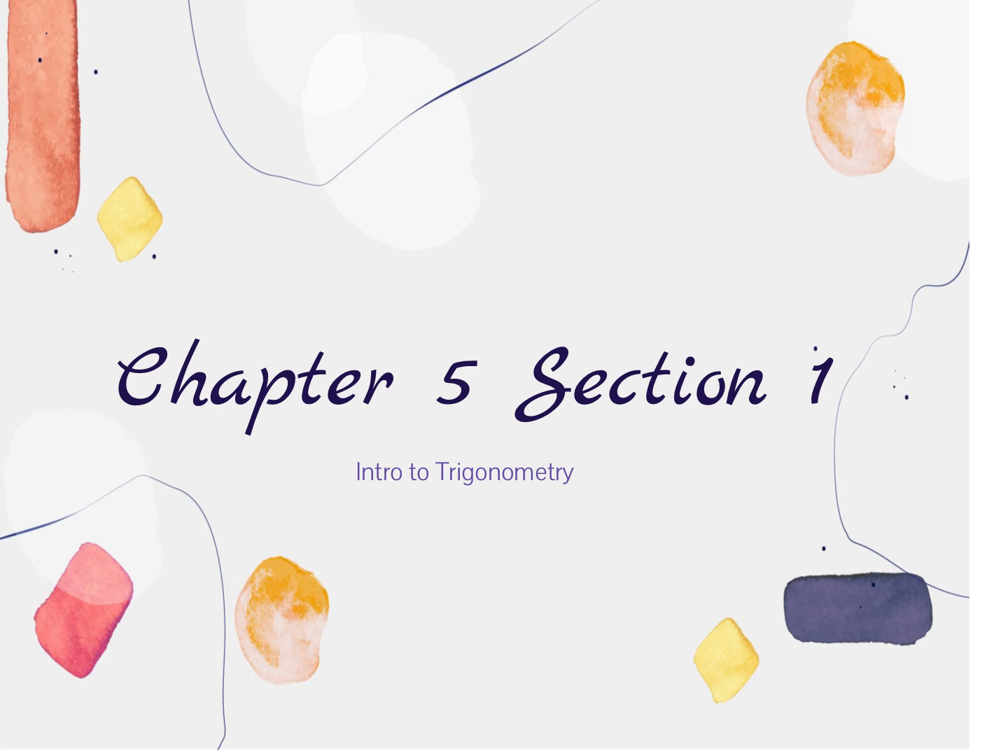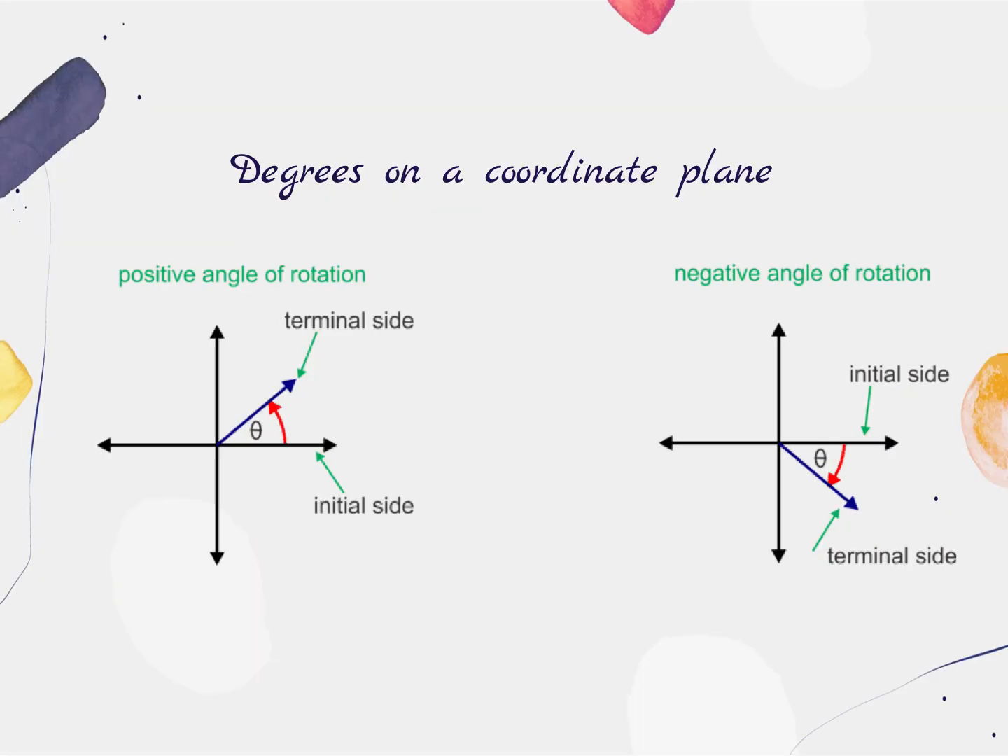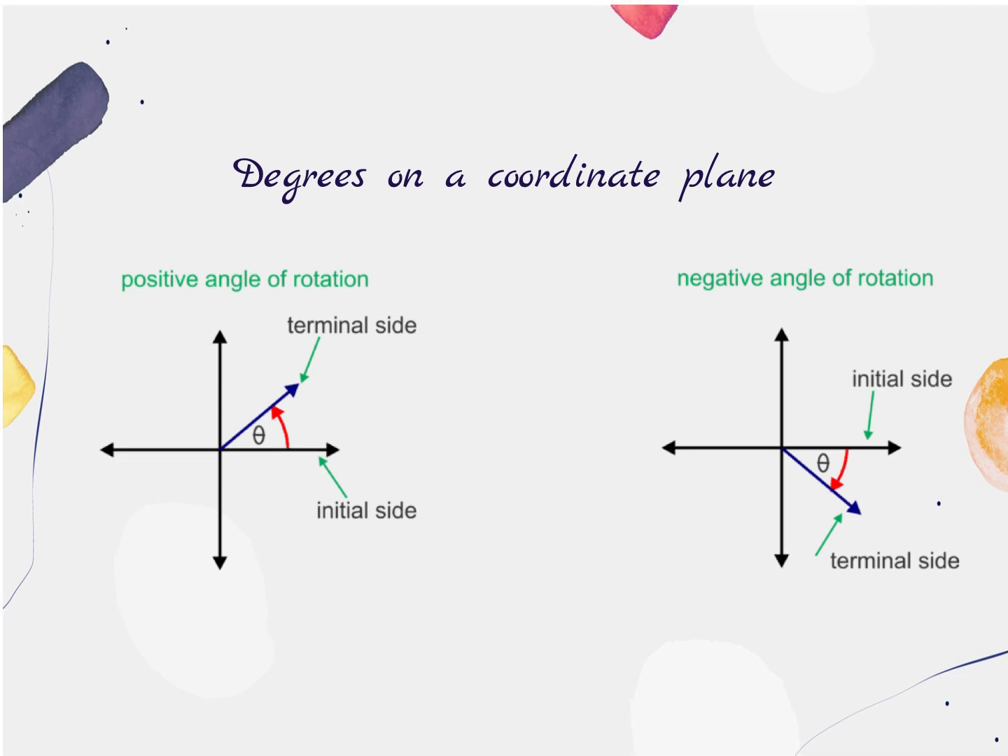So today we're going to start Section 1, and it's our introduction to trigonometry. But what we're going to talk about today are angles. So we're going to be looking at degrees on a coordinate plane. So what I'm referring to is this will be our x-axis, and this is going to be our y-axis. So this is what I'm referring to when I'm talking about degrees in a coordinate plane.